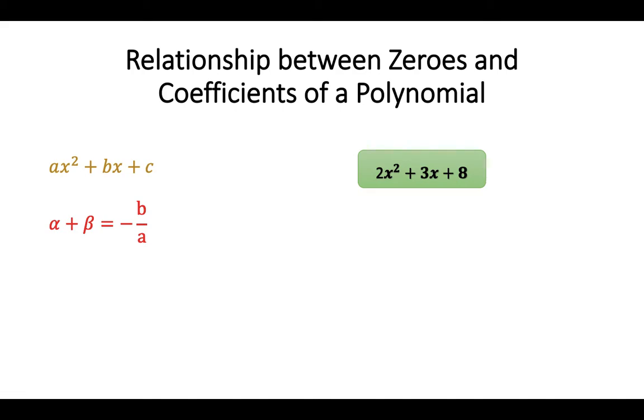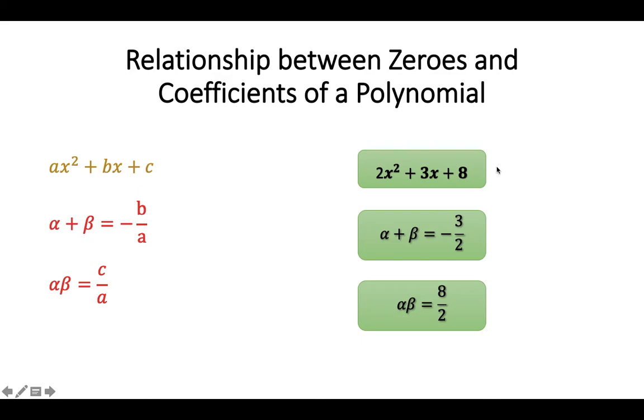Now, the relation between their zeros, alpha plus beta, is equal to minus of b upon a. Therefore, here alpha plus beta will be equal to minus 3 upon 2. Why? Because we have minus b upon a, means this value upon this value. Therefore, here also it will be minus of 3 upon 2. Alpha beta was c upon a, means this value upon this value. Here it will be 8 upon 2, like this.